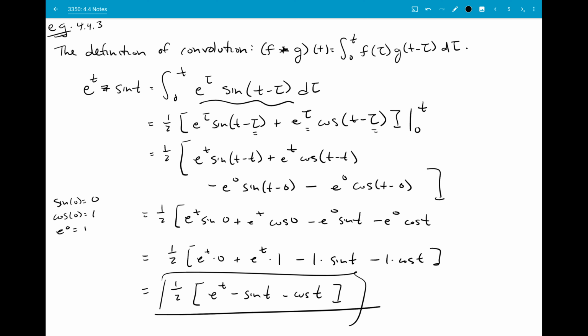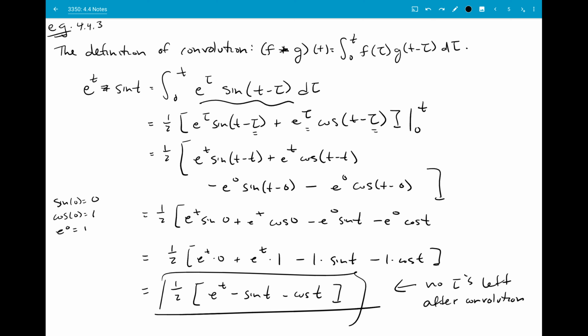So a quick self-check to make sure that you've done a convolution properly is to make sure that there are no taus after the convolution. We introduce taus in this integral definition of the convolution, but we integrate with respect to tau, so if you still have taus left over at the end, something went wrong. That can be a pretty easy mistake to make in this section.